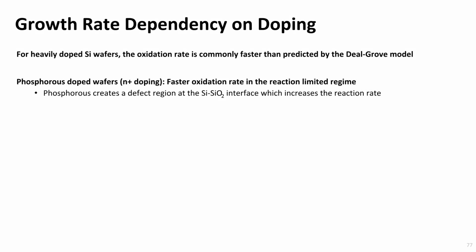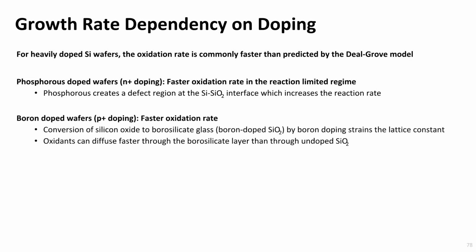the Deal-Grove model predicts. N-type doping with phosphorus increases the oxide growth rate, but only in the reaction-limited regime. Phosphorus creates defects in the silicon crystal which form diffusion paths for oxygen or water vapor. Furthermore, phosphorus atoms at the silicon oxide interface can catalyze the reaction between the silicon atoms and other oxidants, thus increasing the oxidation rate. However, while phosphorus doping generally increases the oxidation rate, the exact impact can vary depending on factors such as doping concentration, oxidation temperature, and ambient conditions. Additionally, excessive phosphorus doping can lead to other effects, such as oxide quality degradation.